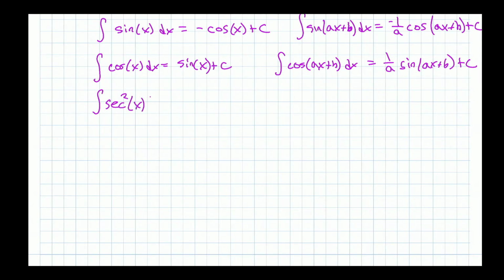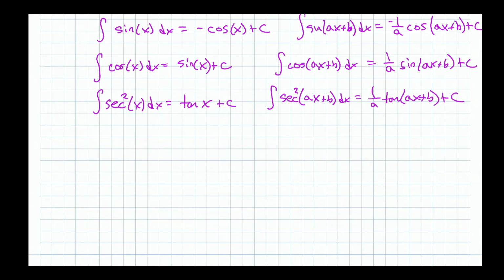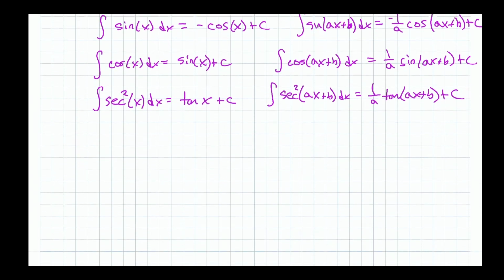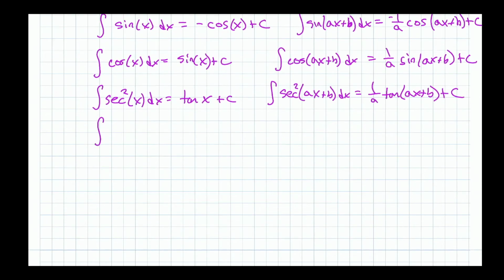tangent. Now I'm saying tangent, but the reason I'm saying tangent is because the derivative of tangent is secant squared. And so the formula would be secant squared ax plus b, 1 over a, tangent ax plus b plus c, and so on. I say and so on, but I'm going to have to write them, so let's try to speed up a little bit. So what do we got?